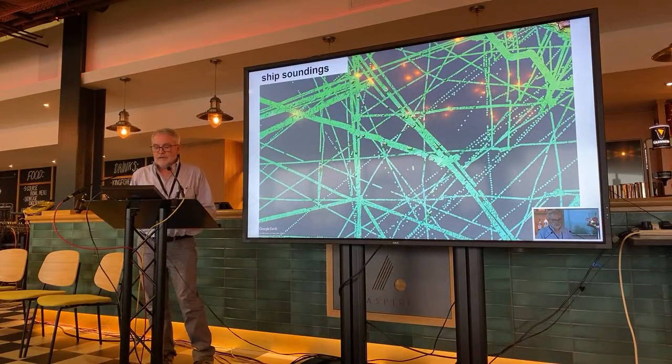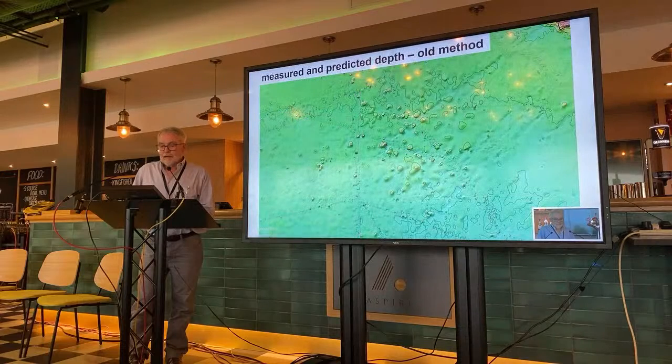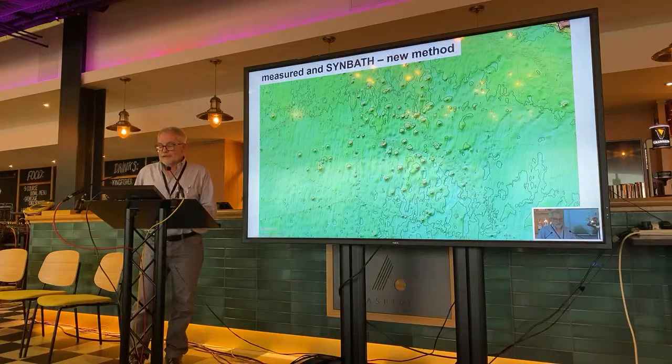So here are the ship soundings in the area. You can see a number of seamounts that were surveyed, but there's also a lot that are missing. In the next slide, it shows the seamounts that are in the gaps. And then here's the old predicted depth based on just the gravity. The seamounts are in there, but they're very subdued, they're blurry. By adding this information about the shapes of the seamounts, we get more realistic looking Gaussian seamounts.